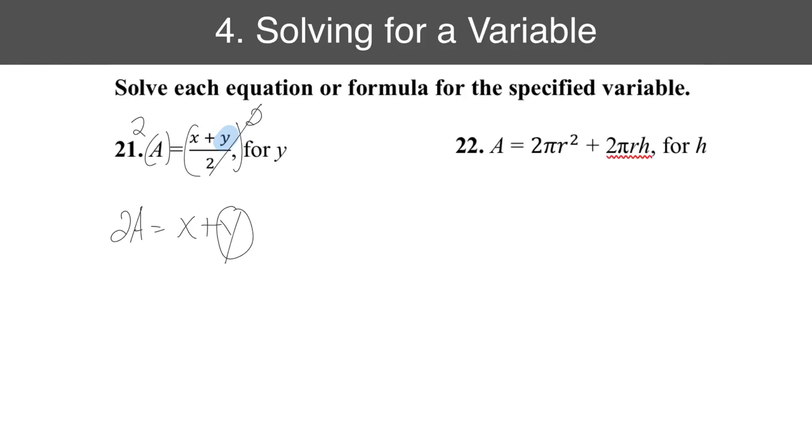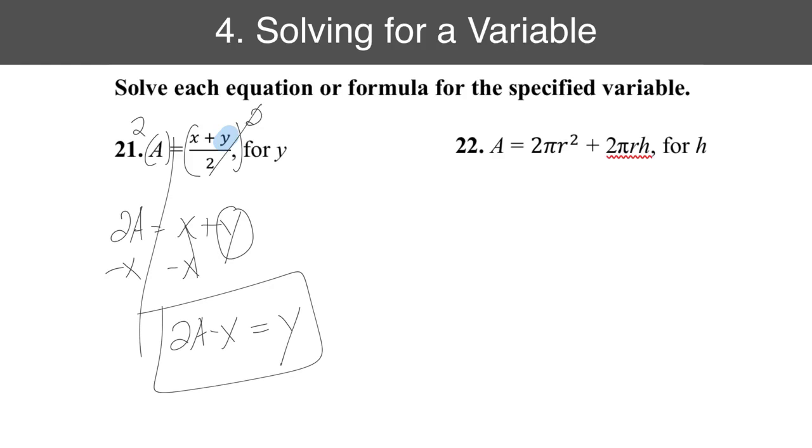Again, we're still solving for y. The last thing we see here is it's x plus y, so we need to move the x. The x is positive, so we're going to subtract the x over. And what we have at the end is 2a minus x equals y. And we know we're done because the y is by itself. Remember, you know you're done solving an equation whenever the variable is by itself. So the y is by itself, so we're done. The answer is 2a minus x.